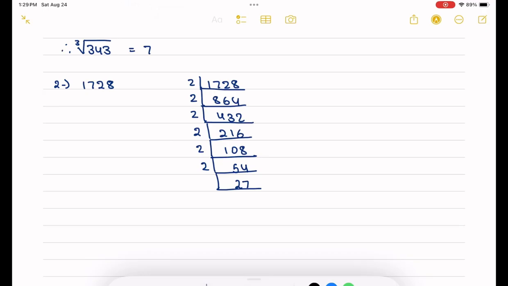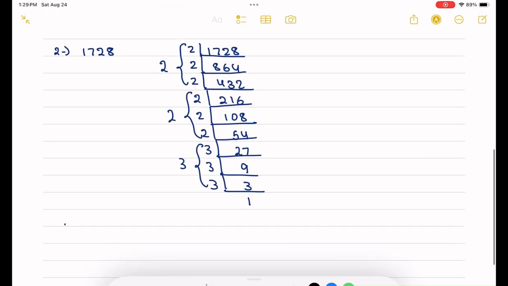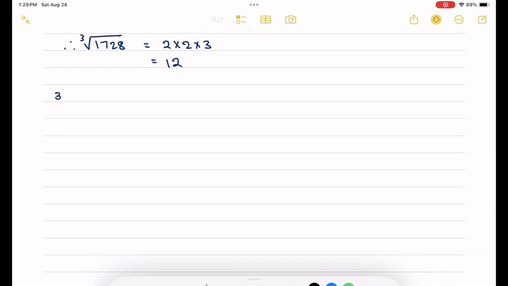I've taken 2. I've simply gone with 2. Over here, now 27, I cannot divide it by 2 anymore. So I took 3. I continued with 3. I don't want to bring any other number in between. Continue with one number, and in cube roots, until you get 3 of them. And following an ascending or descending order will help you do this better. 2 into 3. So the cube root of 1728 is 12.